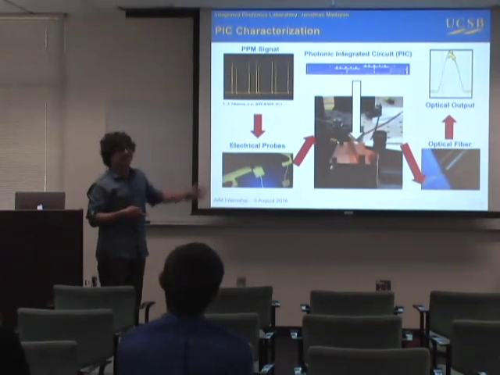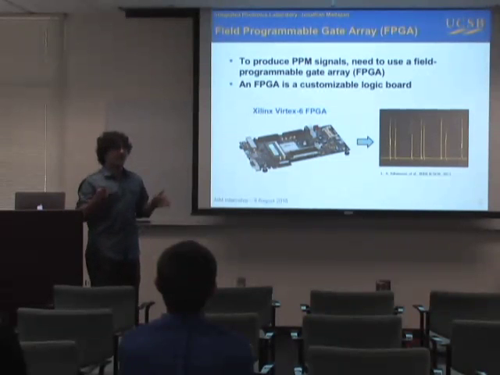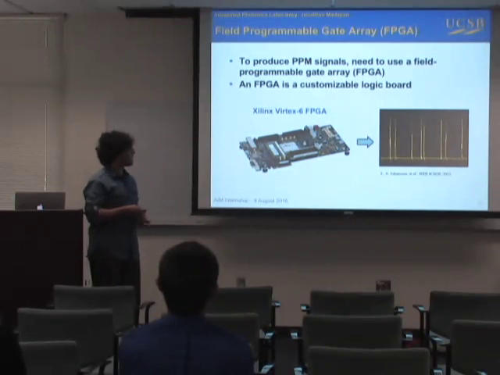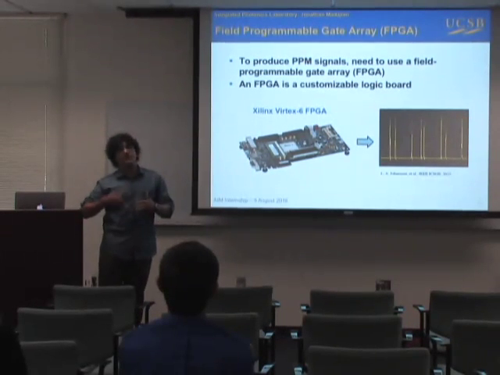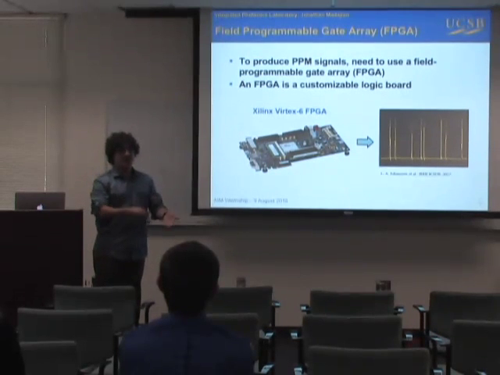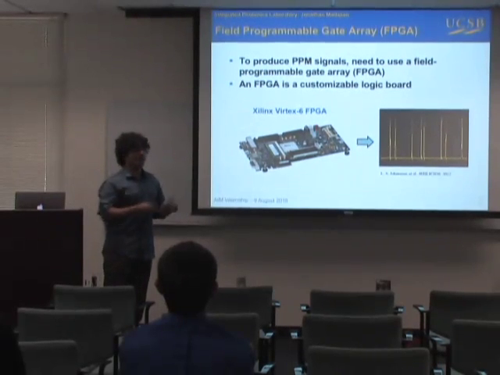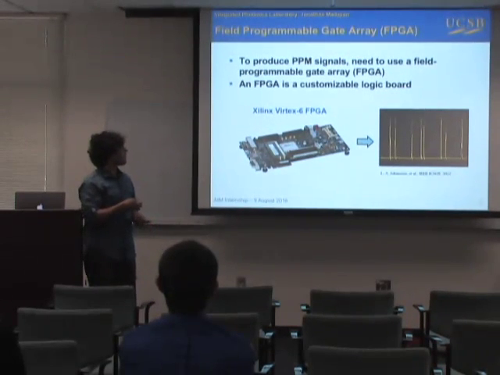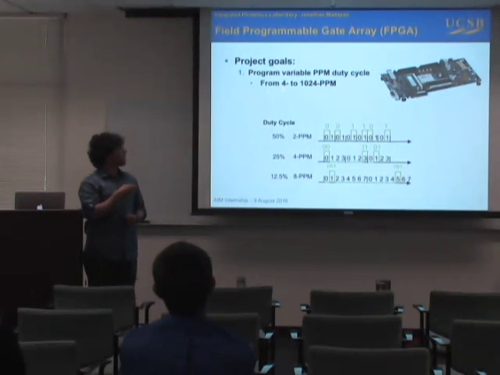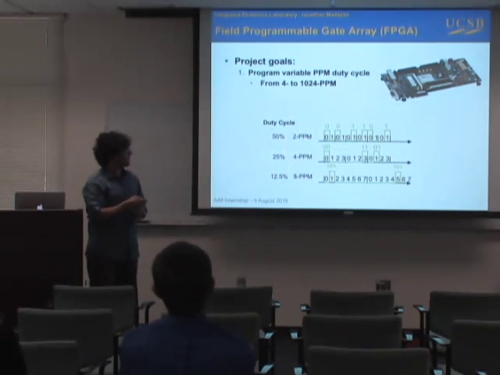Now, the experimental setup. In order to generate PPM, we need to use a field programmable gate array, similar to what Marco was using in his project. The idea is that PPM is a rather non-standard signal, and so we need to use a system that you can custom reprogram. As he said, you can change things in the field without having to remanufacture your circuit. Our goal is to generate signals that range from 4 to 1024 PPM, so basically varying the duty cycle in the signals.